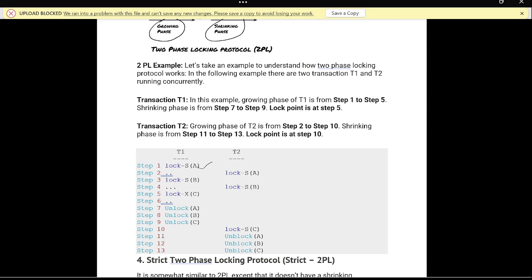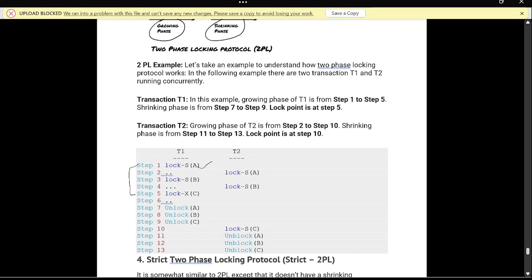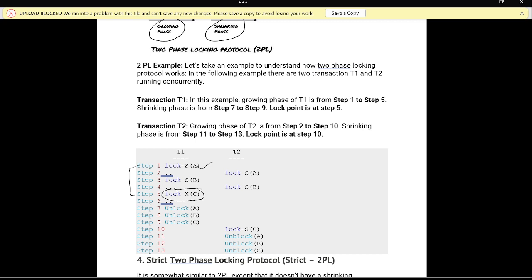Okay, here to here is a growing phase, because this is the last lock which I have acquired to do some modifications in my data. So this is the last lock which I received, which I am holding. After that, this is the shrinking phase, because I'm releasing the data. Up to here, whatever locks I held, everything I'm going to release now.